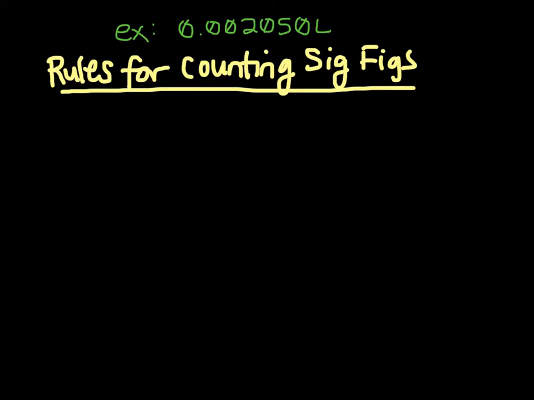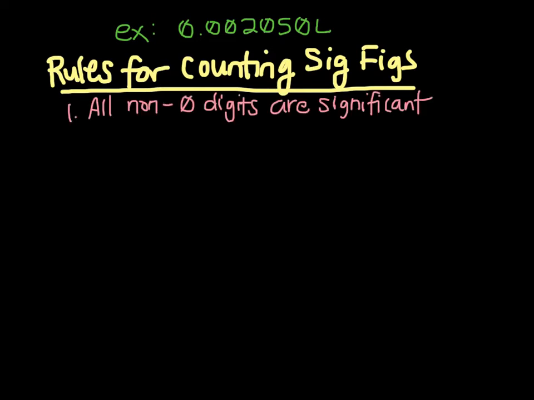So there are 5 rules. Okay, rule number 1 is that all non-zero digits in a measurement are significant. So, for example, if I gave you this measurement right here, you have 236. Okay, all of those are non-zero digits, so this has 3 sig figs. Okay, so this leaves us with the zeros. When are zeros significant and when are they just placeholders?